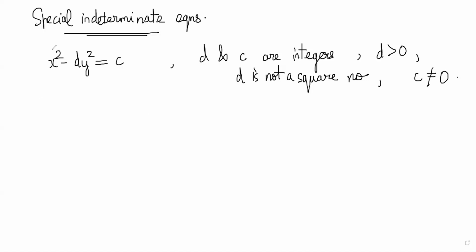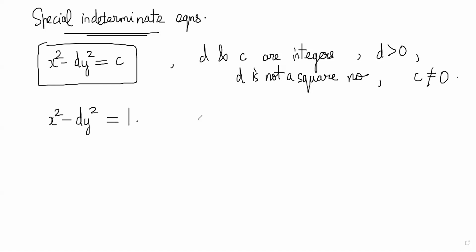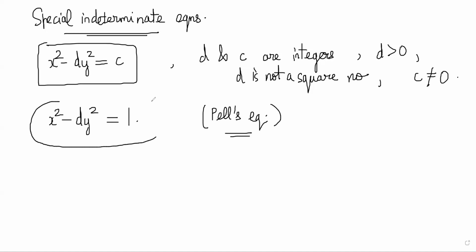Okay. This is the more general equation. A special form of this equation is when you write x square minus d y square equal to 1. And this equation is known as Pell's equation. Now, we are not going to get into the proof of Pell's equation, which is a deeper subject. But what I will tell you are some key facts that will help you solve equations like this. So we can prove that this second equation, this is the first equation, this is the second equation.